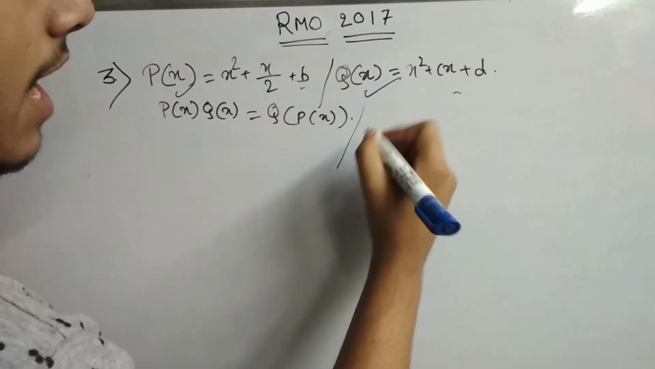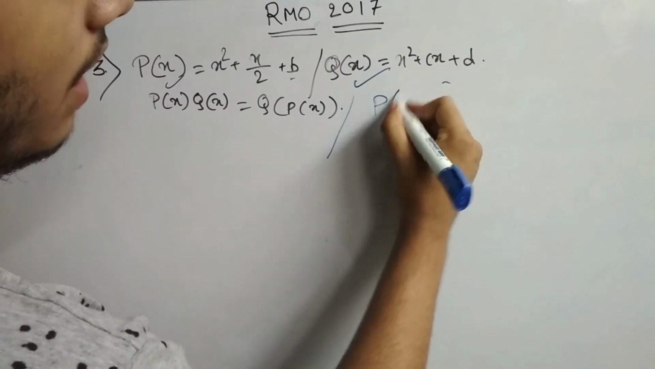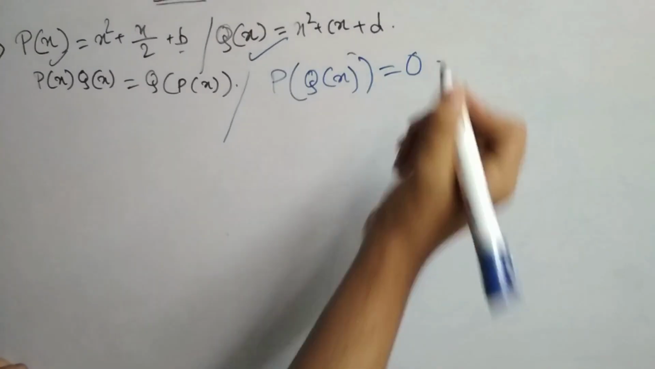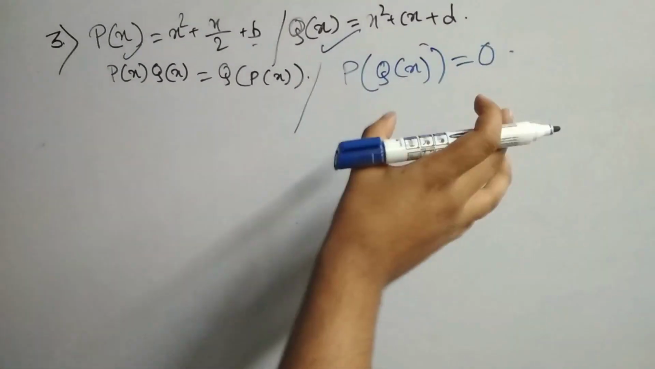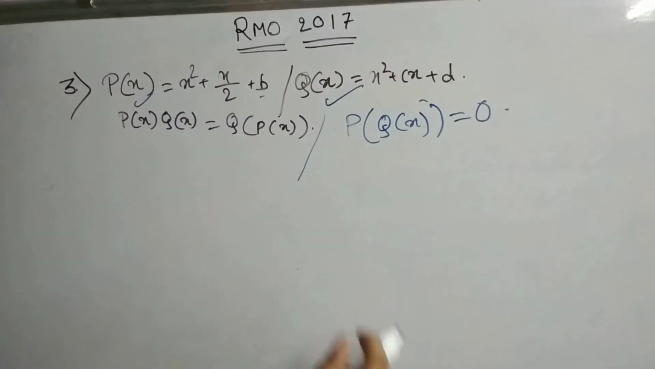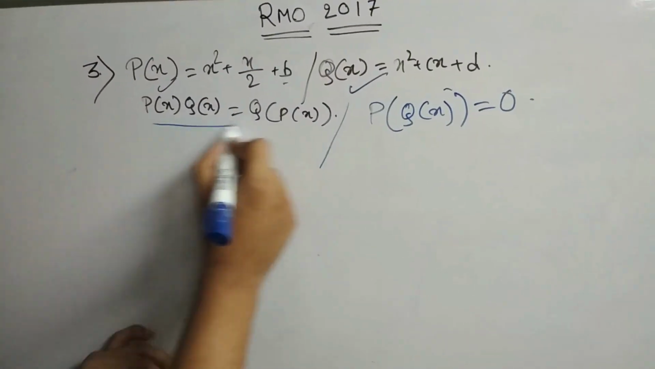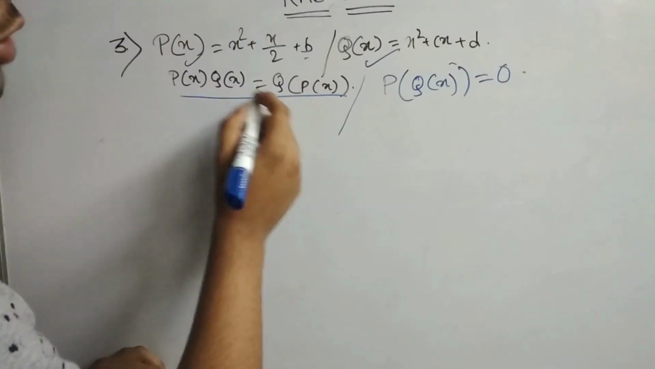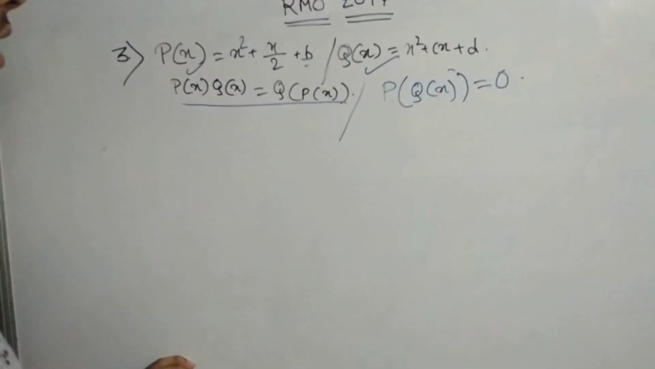The actual question is we need to find all the real roots of P(Q(x)) = 0. So we need to find the roots of this equation, and we are given all this information. To do this, firstly we consider this given information, which is the most vital one for us: P(x) Q(x) = Q(P(x)).